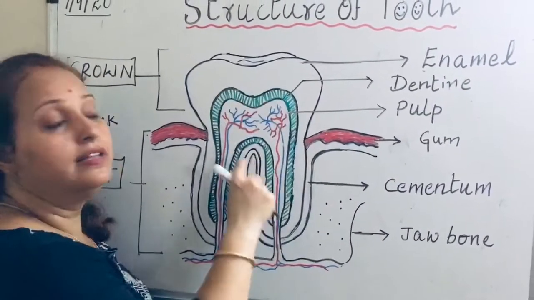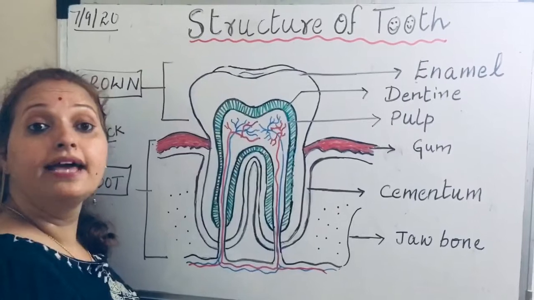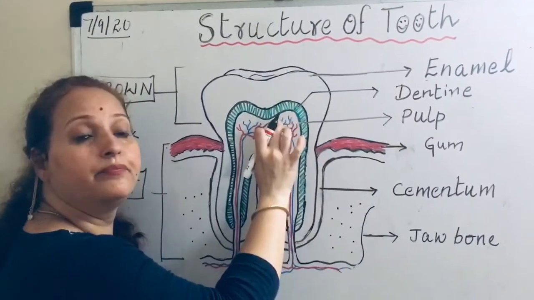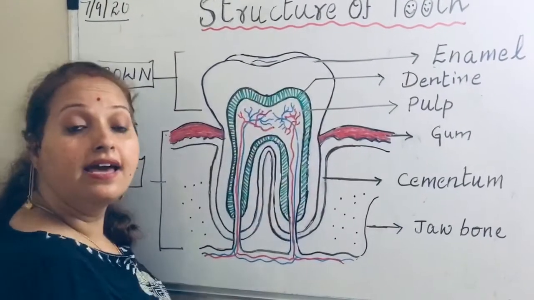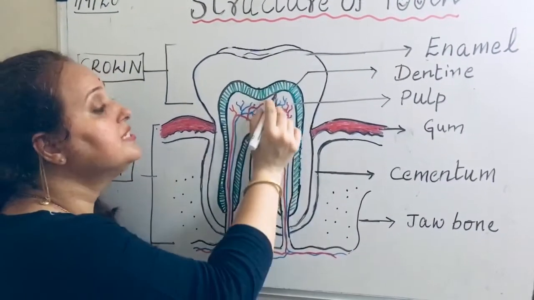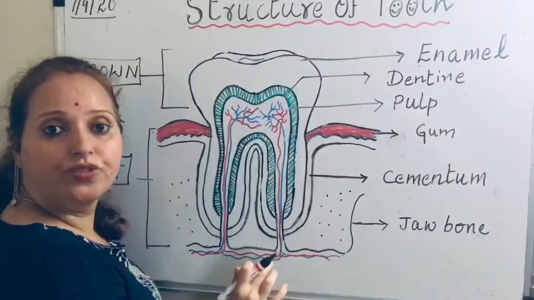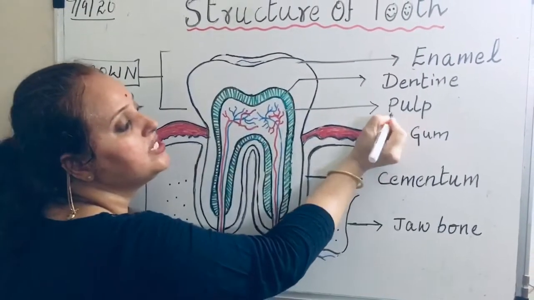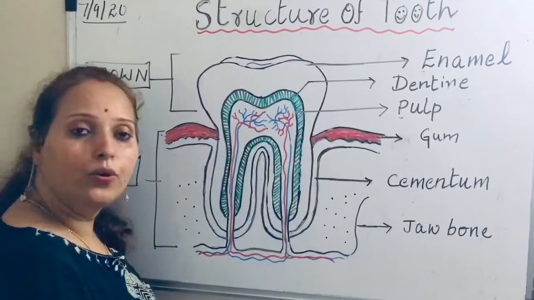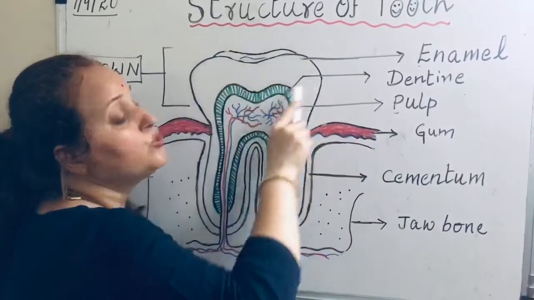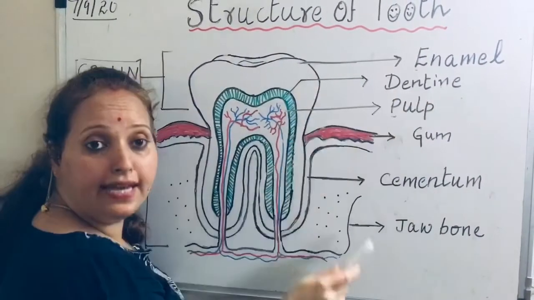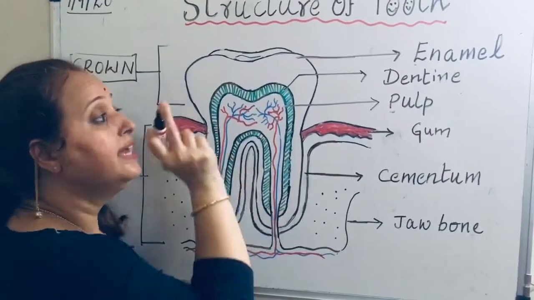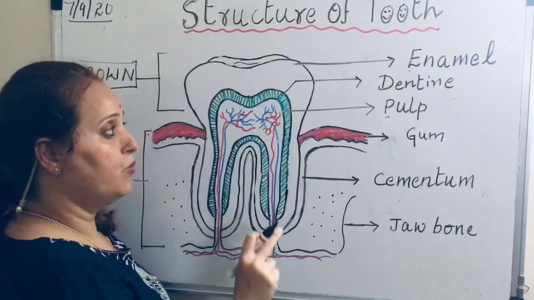Next to enamel, there is another part called dentine. It is also hard, but it is not as hard as enamel, right? This dentine is the largest part of the teeth and its main function is to protect the internal part, which is nothing but pulp. I'll repeat. The outermost white portion is called enamel. It is the hardest part of a tooth and also of our whole body. It is the hardest part of our body.